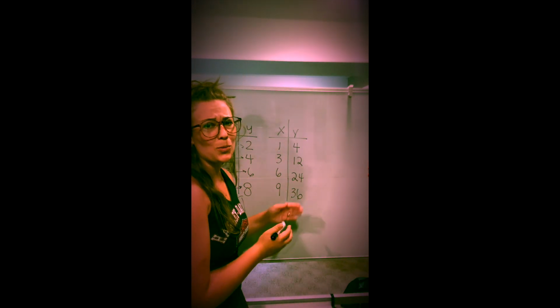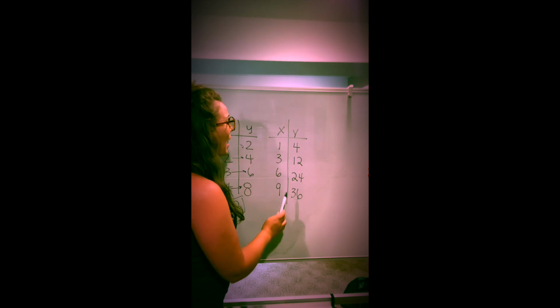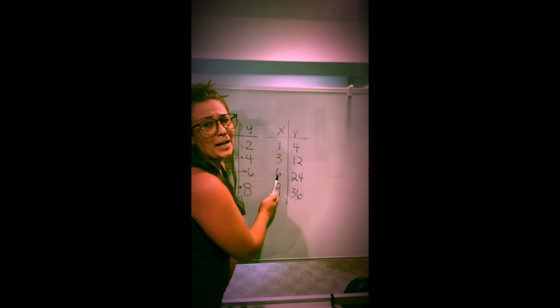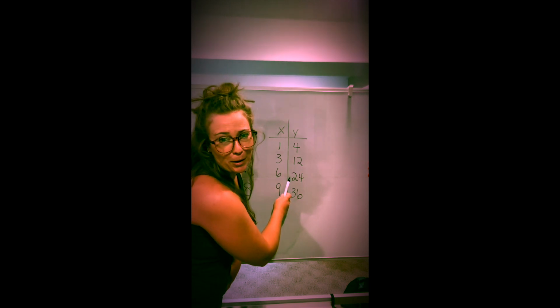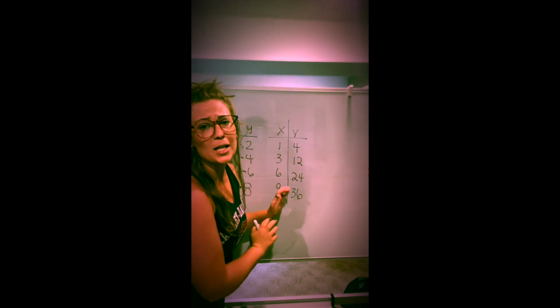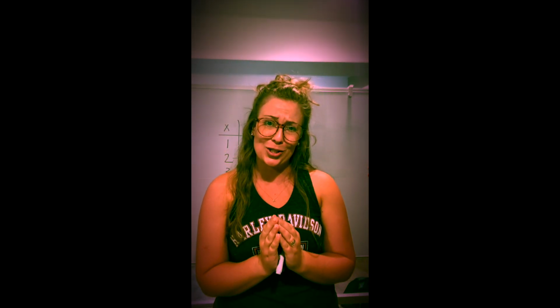Let's take a look at this one. Here again we have our X column and our Y column. How did I get from 1 to 4? Multiplied by 4. How did I get from 3 to 12? Multiplied by 4. How did I get from 6 to 24? Multiplied by 4. How did I get from 9 to 36? Multiplied by 4. And this also is a proportional relationship. And again, we only want to surround ourselves with proportional relationships.